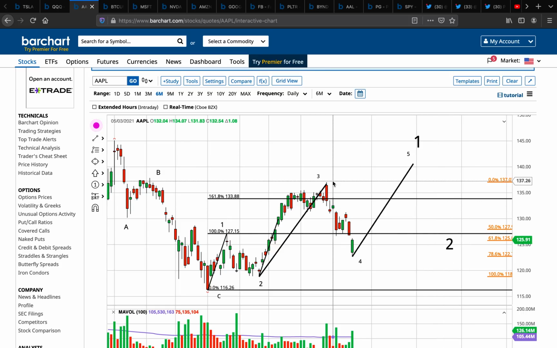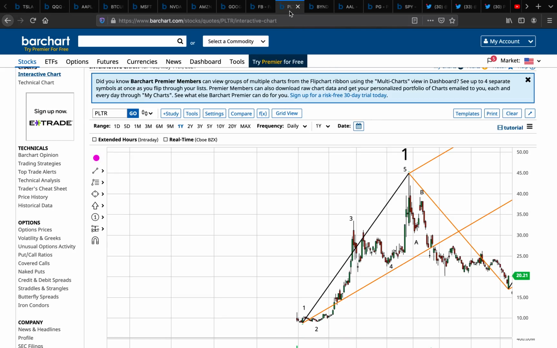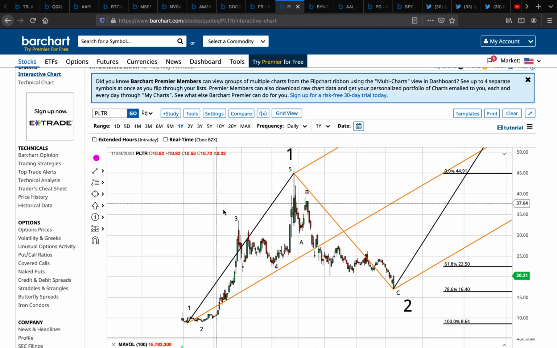So let's talk about some other stocks in this market. That was a full review of big tech. Here's Palantir. So I'm looking for Palantir right now. It's completed a 1, 2, 3, 4, 5 large degree wave 1 impulse. It's completed an A, B, C correction right now.